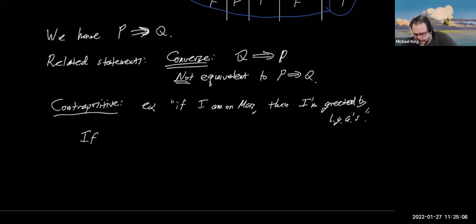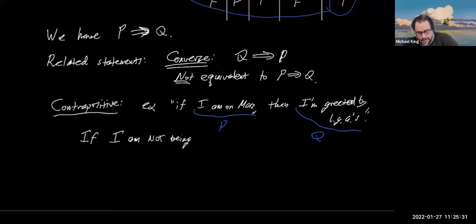So again, let me just put this schematically. This was P, and this was Q. So if I am not being greeted by little green aliens, it just sounds strange coming out of my mouth, if I'm not being greeted by little green aliens, then I must not be on Mars.